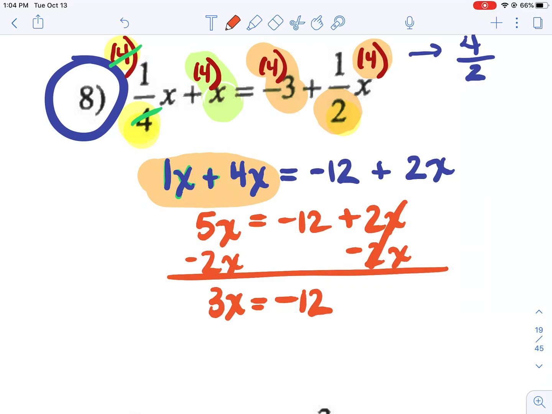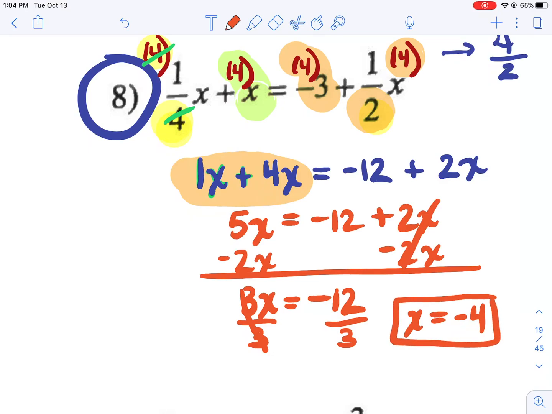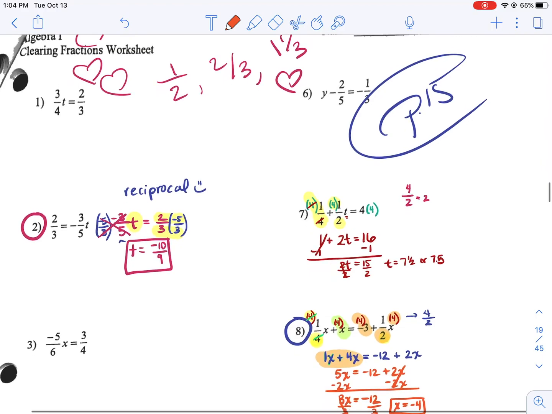Okay, and then we can divide both sides by 3. So negative 12 divided by 3 would give us negative 4. Okay. I think we did a few.